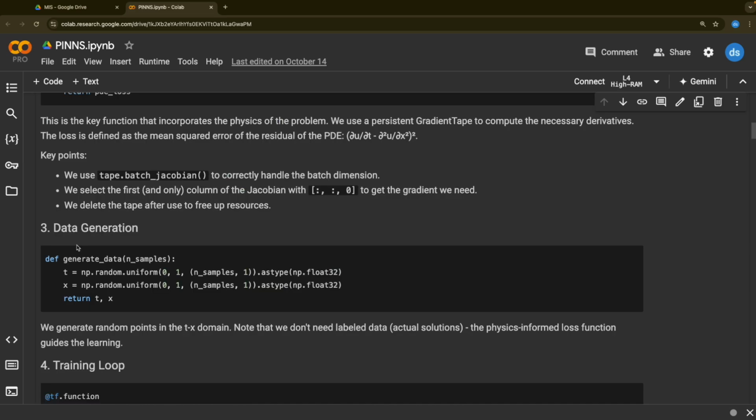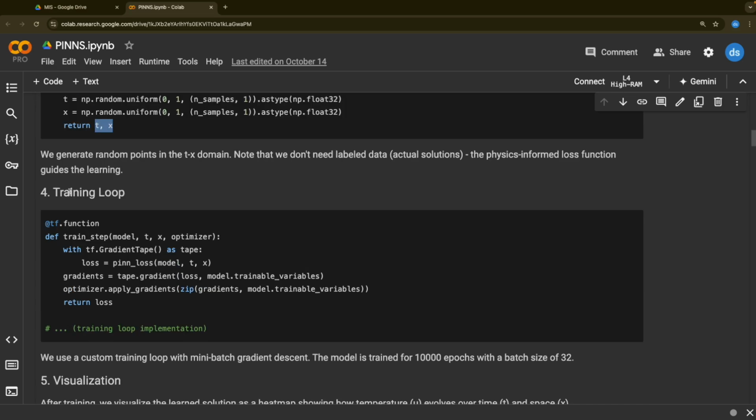The good part of physics informed neural networks is that you don't need actual labeled data to train a PINN model. You can even train it with very little data and get the outputs. So we are generating some data here. Then we have the training loop. We are using a training loop with mini batch gradient descent. The model is trained for 10,000 epochs with a batch size of 32.